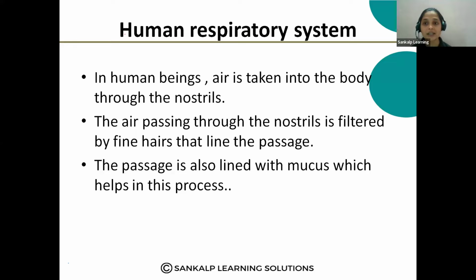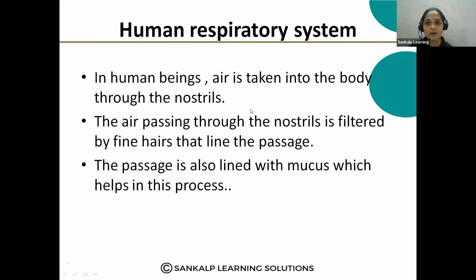Altogether it is called the respiratory system. So lungs are the respiratory organ present in humans. Now we are going to study the human respiratory system: what it contains and what its function is. Using the respiratory system, human beings take in air. Air means oxygen, and oxygen is present in the atmosphere. From the atmosphere, the oxygen is taken into our body, to our lungs, right?